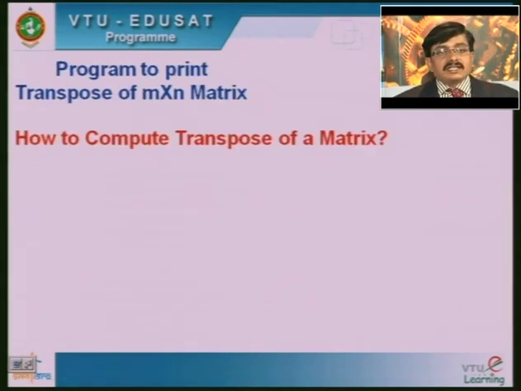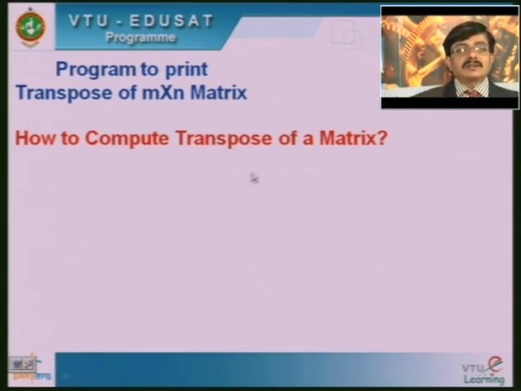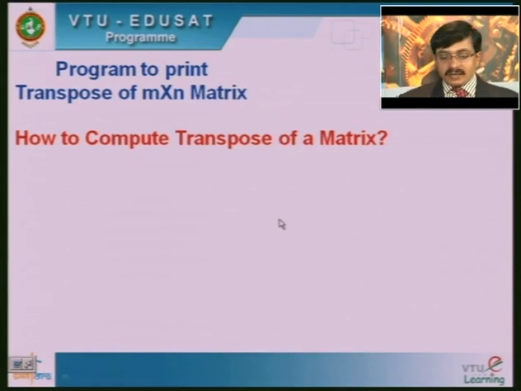Now, look at another program: a program to print the transpose of an m cross n matrix. So, how to compute the transpose of a matrix? We know that we studied in mathematics, the transpose of a matrix means the interchanging of the row elements and the column elements. If I take the row elements as column elements and the column elements as the row elements, that becomes the transpose of the matrix.